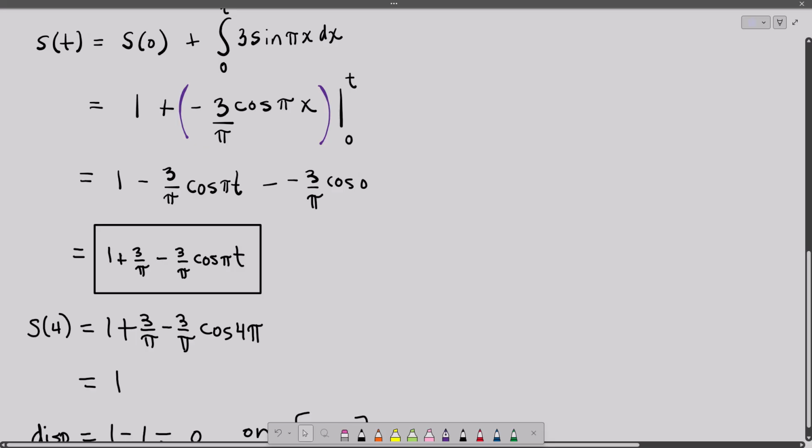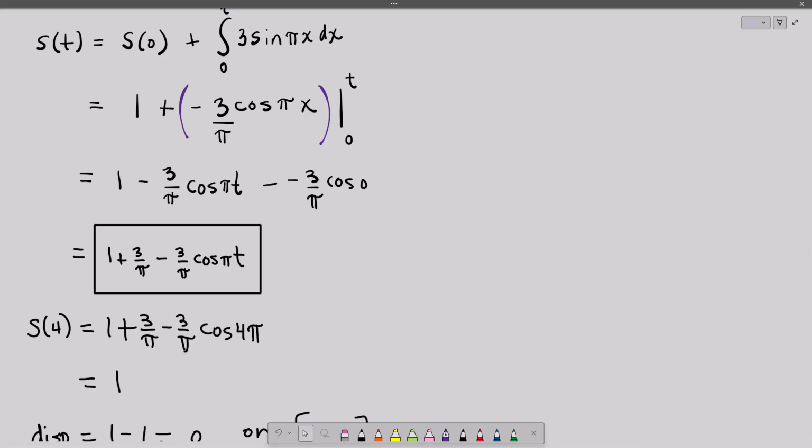Displacement over the interval is the antiderivative of velocity evaluated from 0 to 4. So it's the position at 4 minus the position at 0. Position at 0 is 1, position at 4 is 1, so we get 0.